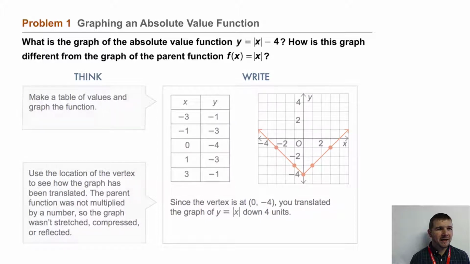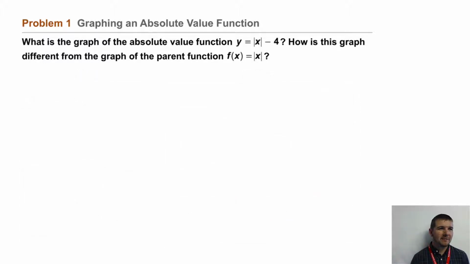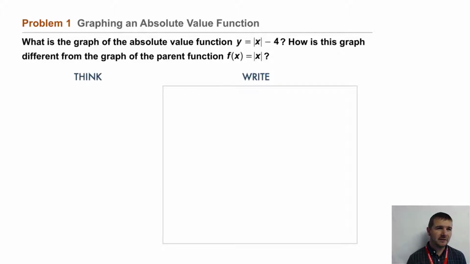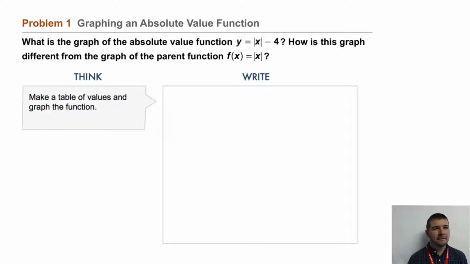Problem 1. Graphing an absolute value function. What is the graph of the absolute value function y equals the absolute value of x minus 4? How is this graph different from the graph of the parent function f of x equals the absolute value of x? Well, consider what you might think on the left and what you may write on the right as you solve this problem. First think, make a table of values and graph the function.